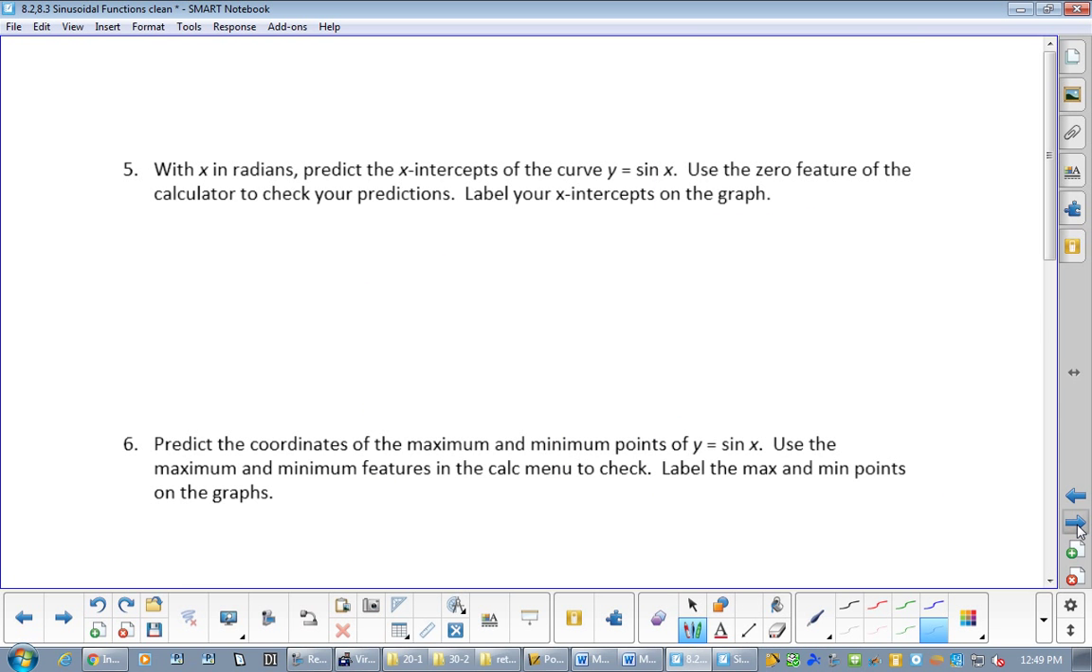That's called flipped classroom. You know what? Okay, with x radians, predict the x-intercepts. Okay, now here's what we want, to just draw this graph fast. So this is a sine graph.